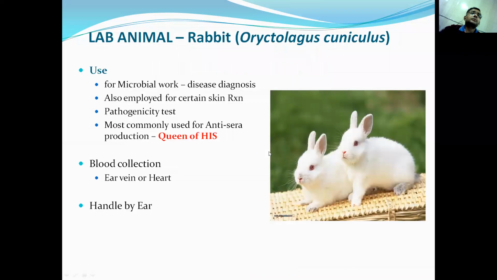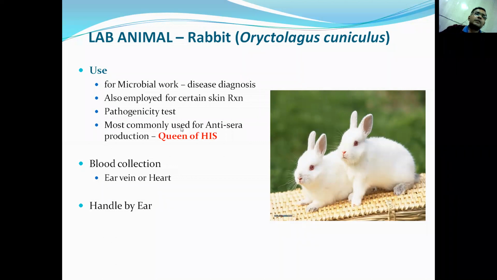Now we will see the fifth one, that is rabbit. Generally rabbit is used for laboratory purposes, and this is generally used for microbial work. Rabbit is generally used for disease diagnosis, skin reaction study, and pathogenicity test. Similar to guinea pig, rabbit is also considered as the queen for hyperimmune sera raising.